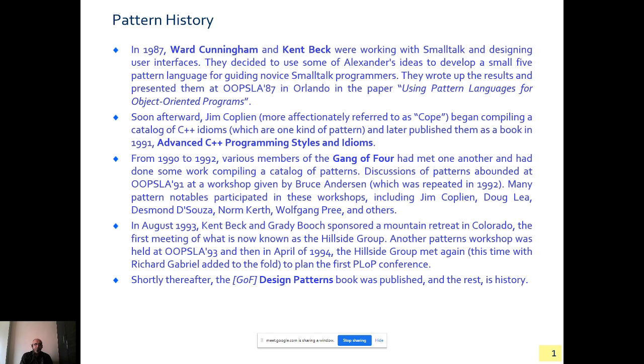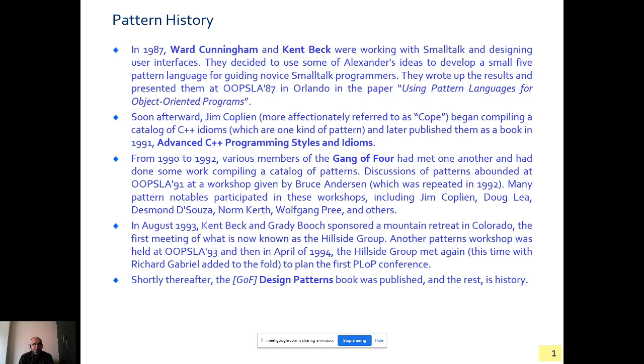After that, Jim Coplien, or shortly referred to as Cope, began compiling catalogs of C++ idioms. Now, idioms are a kind of pattern, and he later published them as a book, Advanced C++ Programming Styles and Idioms. You can find this book online also. Likewise, it was a movement from the imperative paradigm to the object-oriented paradigm.